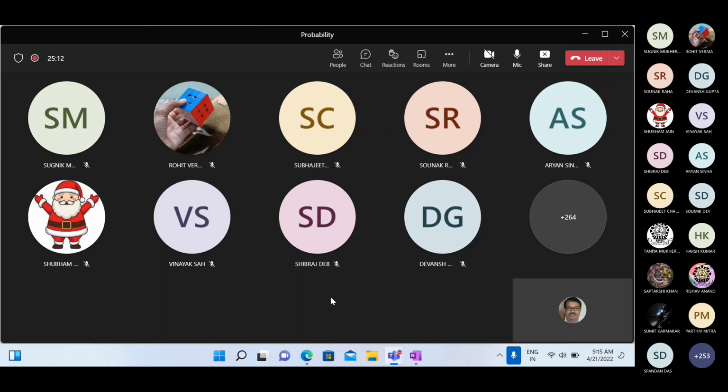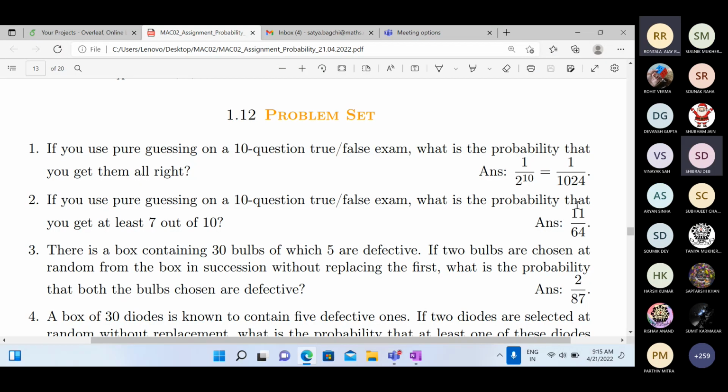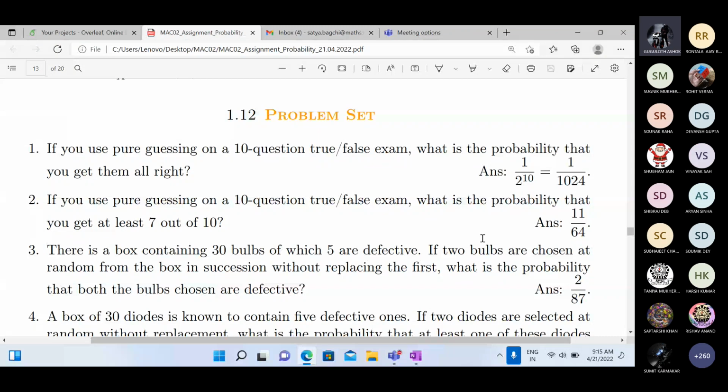On simplifying, we get 176 by 2 to the power 8, sir. But sir, I have 11 by 64. The answer is given here already, you can see on the right side. Simplify it and get 11 by 64. So sir, I have this doubt. Are you getting this number? Sir, explain once again, how are we getting at least 7 correct?